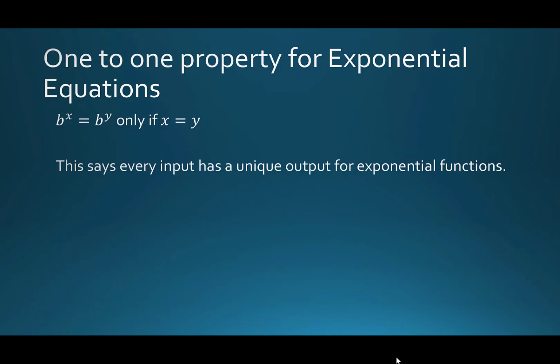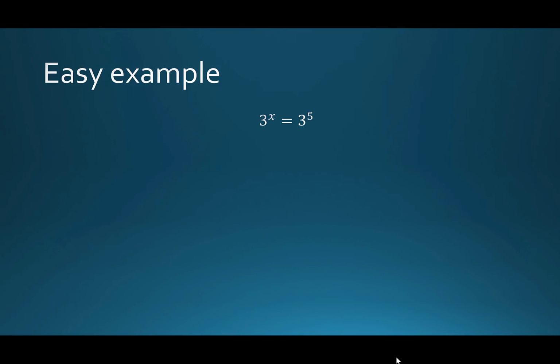So first let's start with one-to-one properties for exponential equations. It means b to the x equals b to the y only if x equals y. So this says every input has a unique output for exponential functions. Let's start with a really easy example. Let's say I have 3 to the x equals 3 to the 5th. Hopefully you see that means that x would have to be equal to 5. So 3 to the 5th is equal to 3 to the 5th.